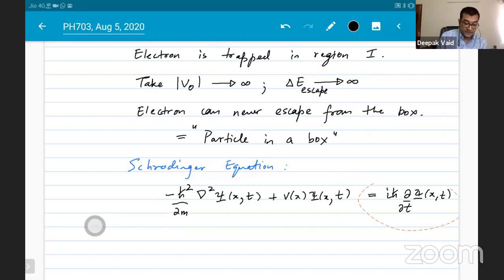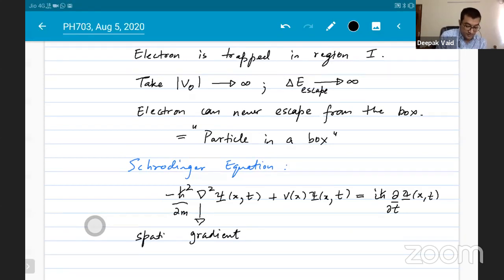So what is this? This is a differential equation, right? Because there is a derivative operator here. There is a gradient. This is a spatial gradient, and this is a gradient in time, right? And there is some function psi, and psi is a function of both space and time. It's a function of x and t, right?